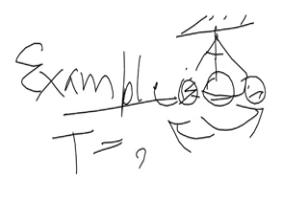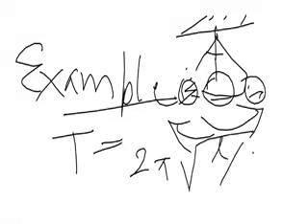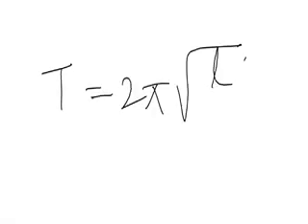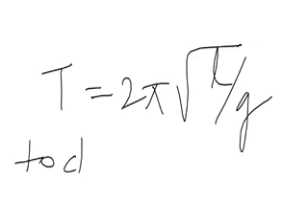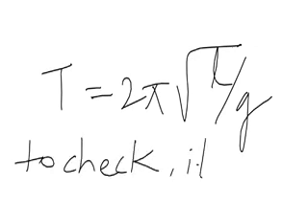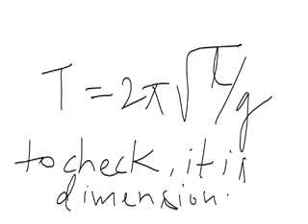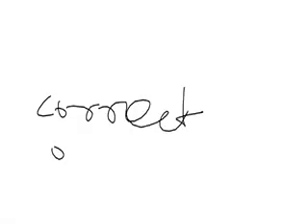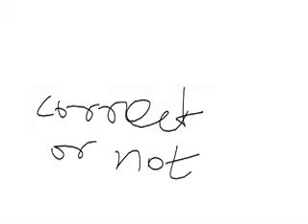The time period of a simple pendulum is T equal to 2 pi root under L by G. So we will check whether it is dimensionally correct or not. How can we do that?